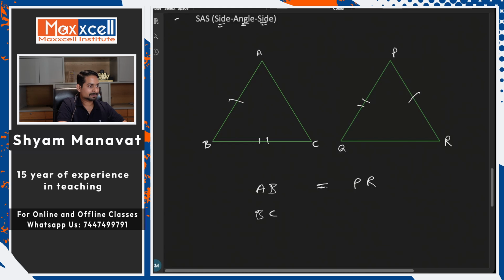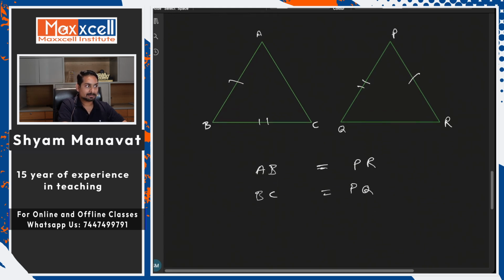So BC is equal to PQ. Now, did you understand the side? So two corresponding sides are equal of these two given triangles. Now the angle between them, which is angle B, very important, between them, that should be equal. In that case, you can say that is side angle side.